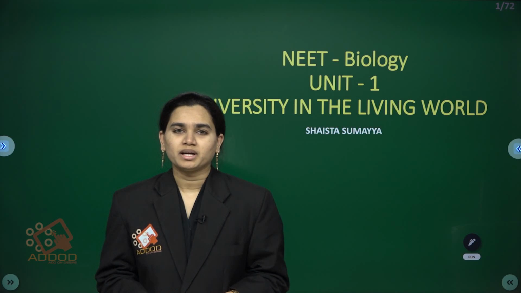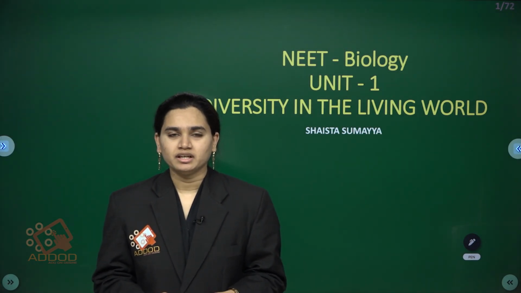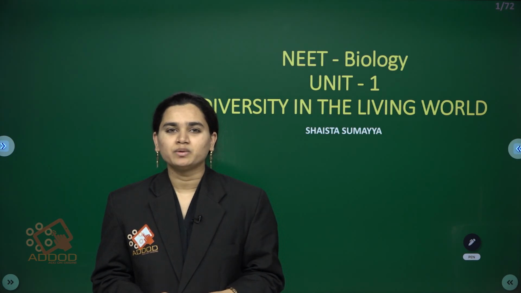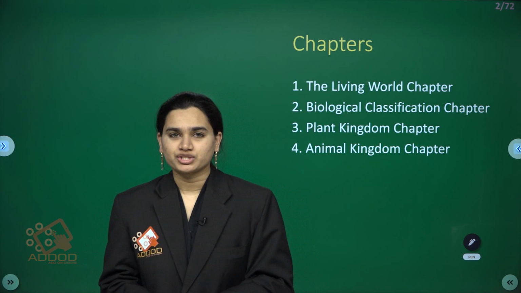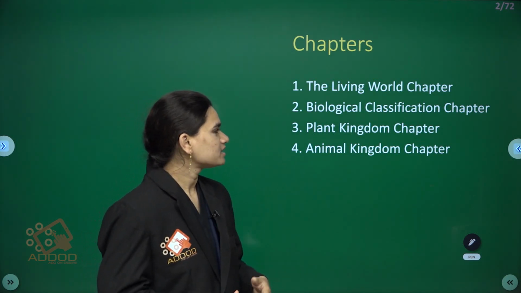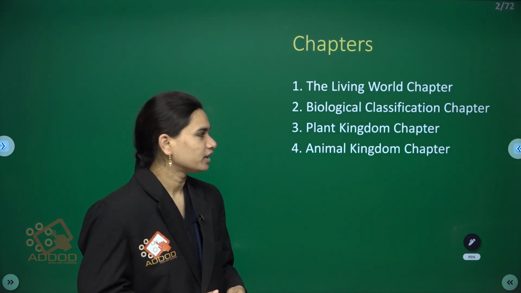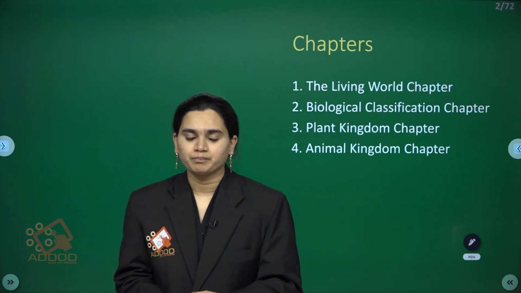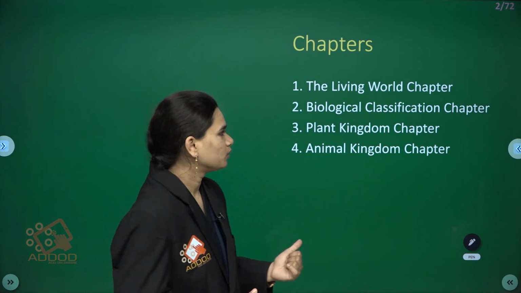Hello all and welcome to Advanced Solutions. Today let us start with the first unit in NEET biology, that is diversity in the living world. Now this unit comprises 4 chapters. The first one is the living world, the second is biological classification, the third is the plant kingdom, and the fourth is the animal kingdom. So we'll first go with the first chapter, that is the living world.